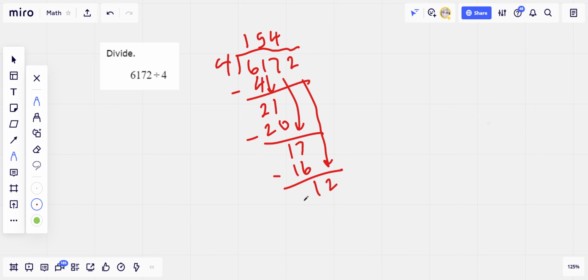We're almost there. So what's 12 divided by 4? Well, that's 3. Exactly. So 3 times 4 is 12. And when we subtract, we get 0, which means no remainder. And our answer is 1,543. So problems like this take a little while to get through, but the steps each time are the same. Take it step by step, and you can definitely do it.